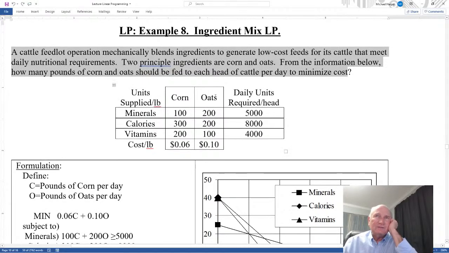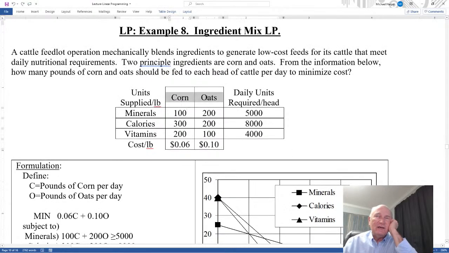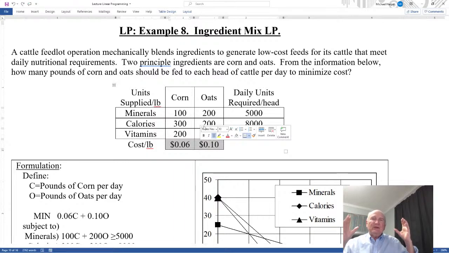Anyway, the idea here is now the structure. Up here are the ingredients. Over here are some objectives. These are the requirements of those objectives. And down here is cost. Now, these ingredients are going into a product. These are the cost of the ingredients going into a product. Corn and oats going into a product. So before we were producing a product, tables and chairs. But now we're talking about the cost of ingredients going into a product.